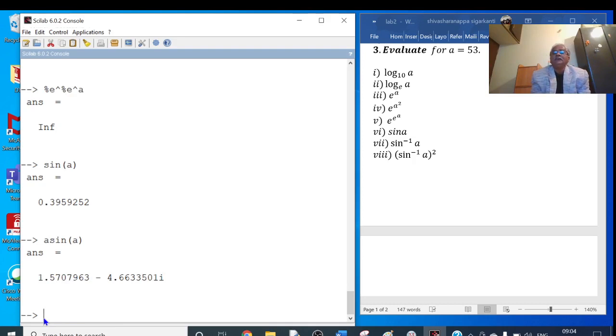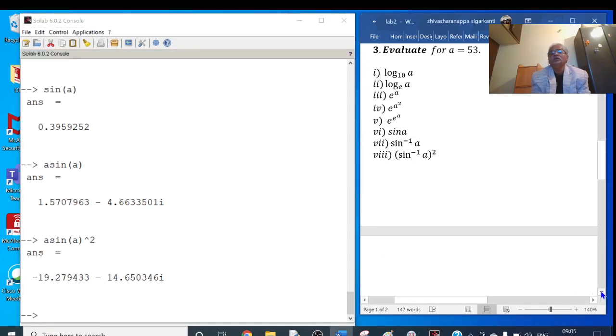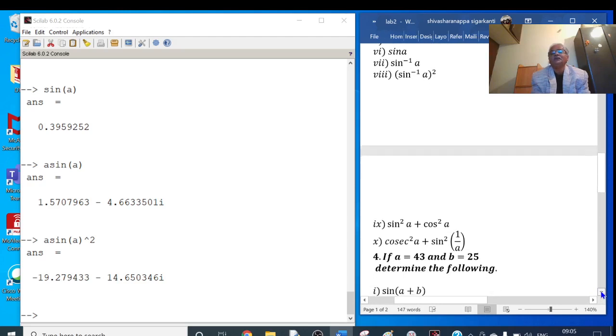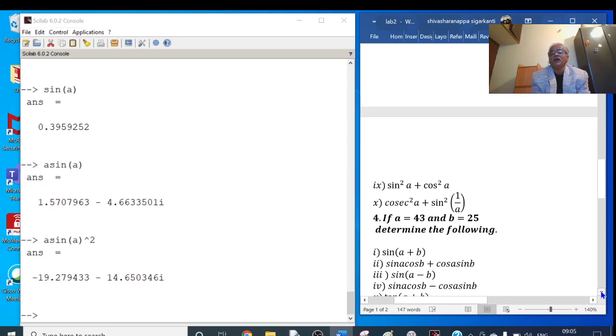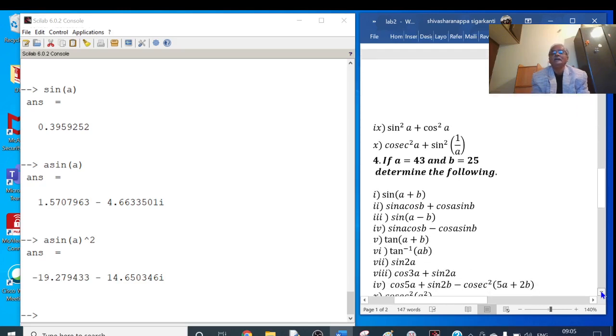Sin inverse of a whole square. Here I have to write asin of A, that is in bracket A, to the power of 2, cap 2. This gives sin inverse A square. This is equal to some imaginary quantity. Why imaginary quantity? You can think on this: because sine is a bounded function, what do the values of sine inverse lie between?